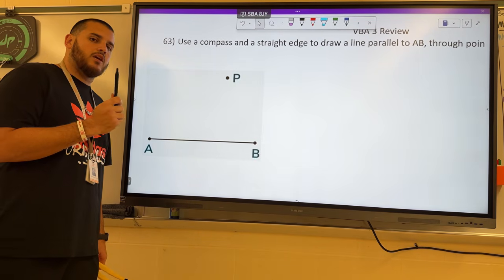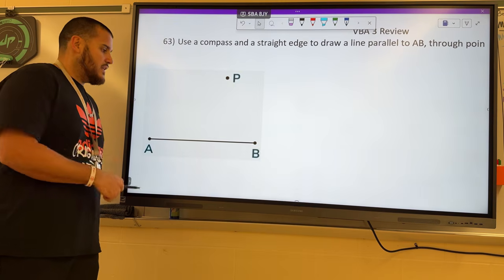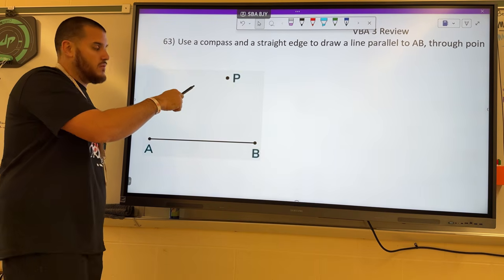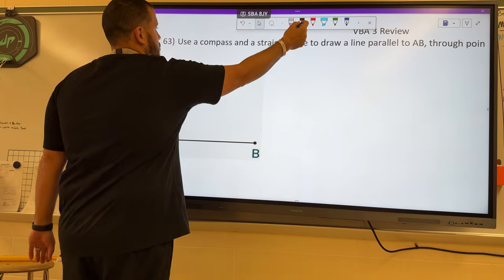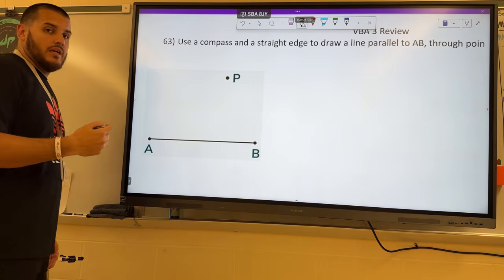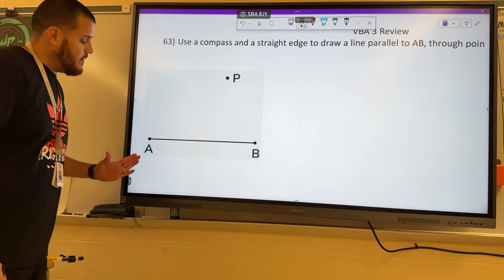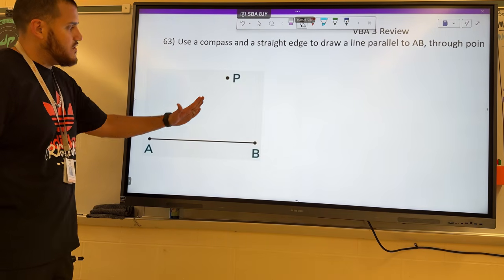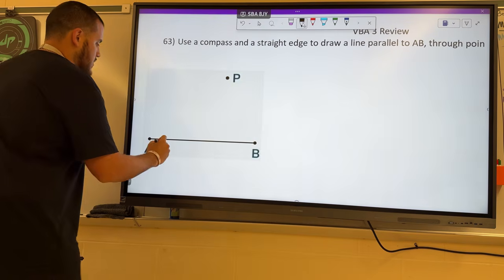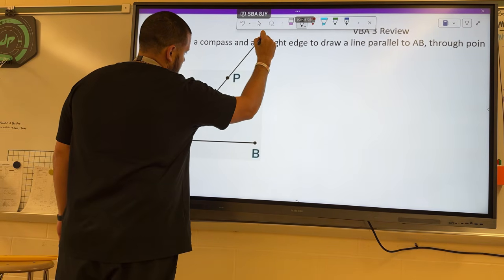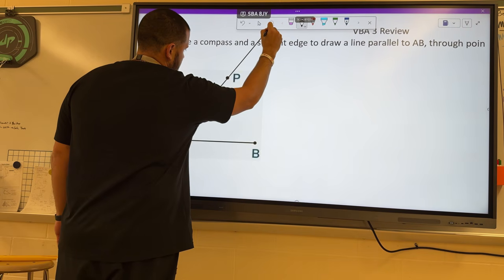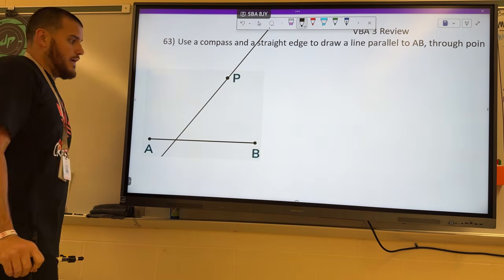We're going to be making corresponding angles that exist on segment AB and then also exist through point P. The way that this starts is by drawing what's going to end up being a transversal. So we're going to start below segment AB, and we're going to draw a line that goes through it and also goes through point P. So like so. Let me extend that a little bit further. Boom, that's going to be my transversal.